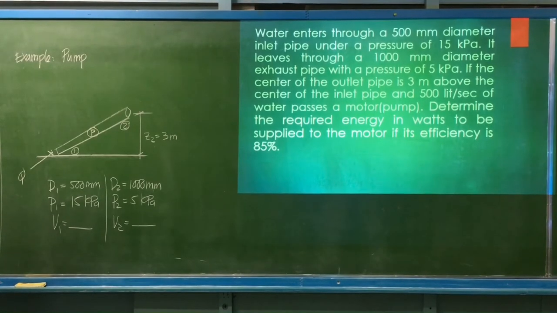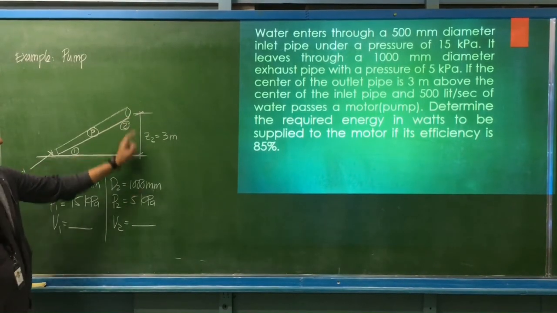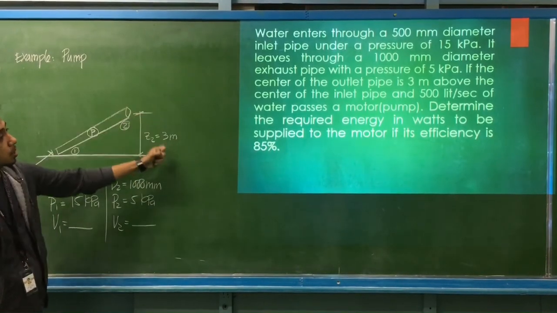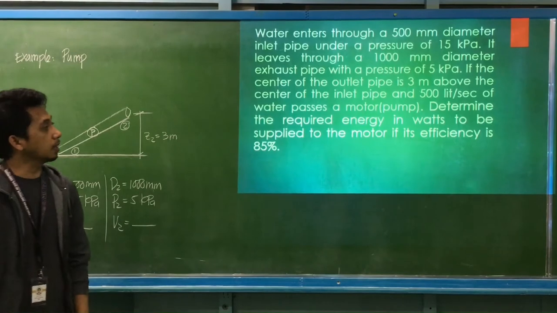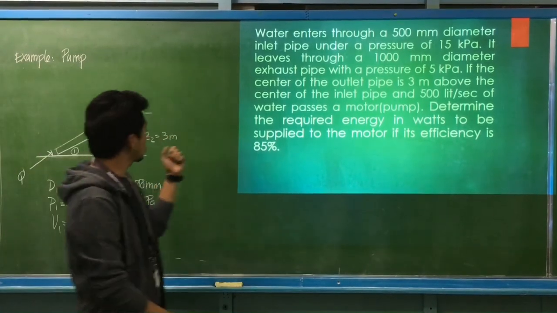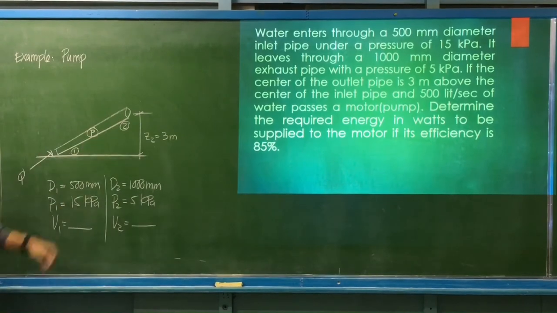If the center of the outlet, so point number 2 natin siya, yung outlet, if the center of the outlet is 3 meters above the center of the inlet pipe, and eto, given yung discharge natin, that is 500 liters per second of water passes to a motor. Determine the required energy in watts to be supplied to the motor if its efficiency is 85%. But before we determine that, let us just set up our energy equation.